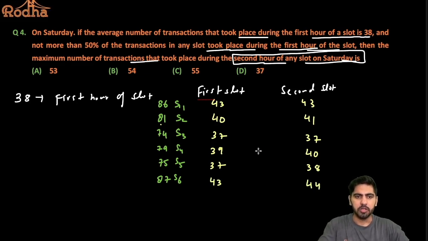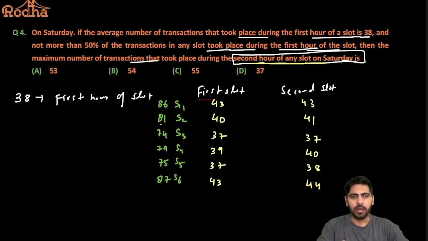Now, as per the question, I want to maximize the number of transactions that took place in the second hour of any slot on Saturday, right? So second hour of any slot on Saturday, I hope this is not on my image here. This data here is not coming. Anyways, if it is coming, it's 44, guys, right? This value here is 44.